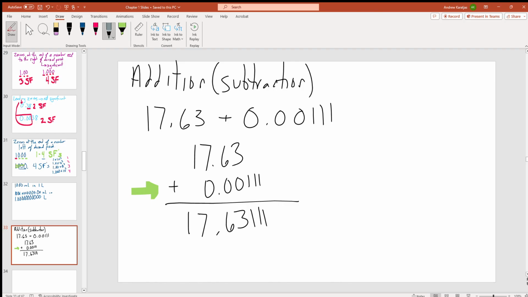So what we do, this first number has 2 decimal places measured. The second number, the last digit, is at 5 decimal places. So we're going to use the lower number of decimal places. That's the top number, which has 2 decimal places. So that means we need to round our answer to 2 decimal places as well.